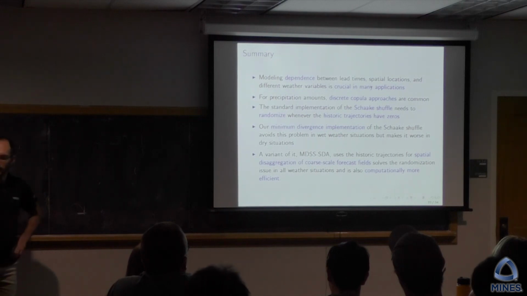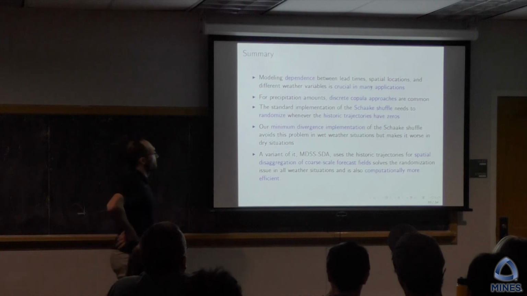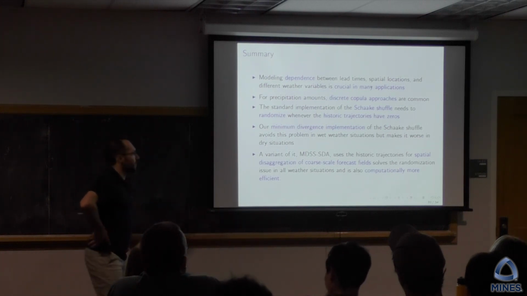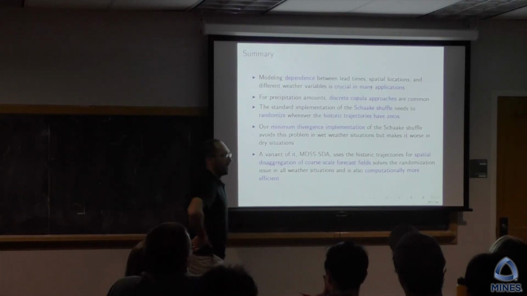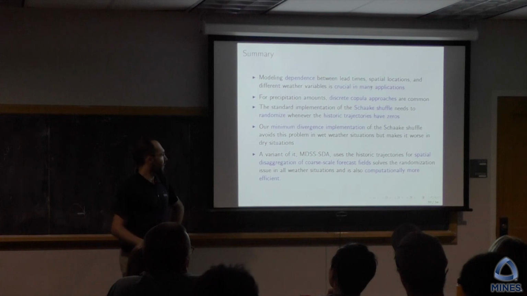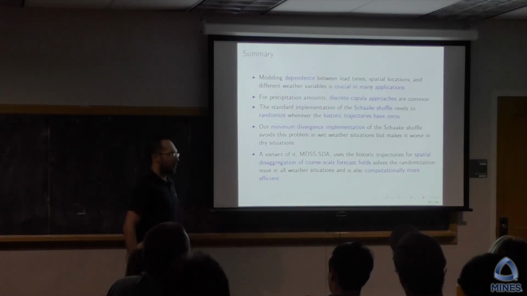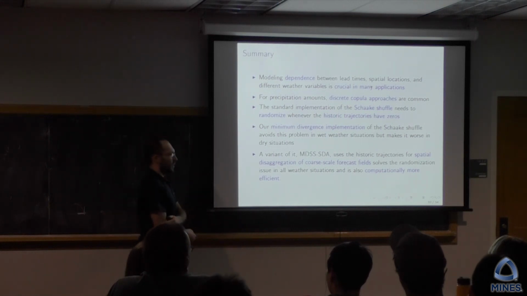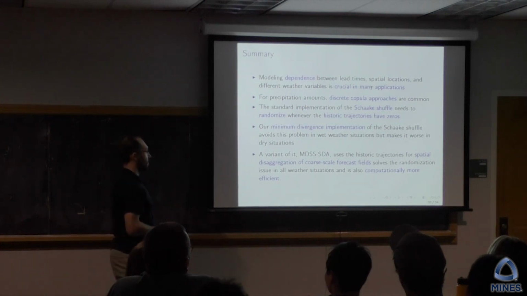So just to leave at least a little bit of time for questions, I'll leave you with a summary. Basically I tried to motivate why you need to worry about space-time dependence for precipitation fields. I showed you a few algorithms that take an idea that people in practice have used and try to improve it in certain ways, addressing some of the shortcomings of this method. And so far it seems to work pretty well.